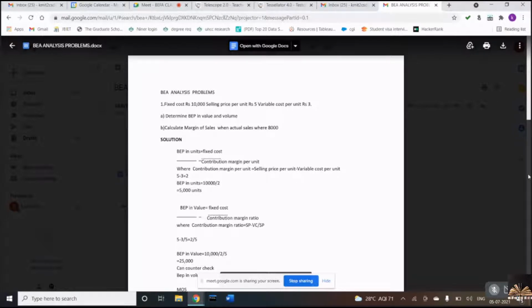So here you have to calculate first value and volume. So the formula first in the case of volume, what do you mean by volume? It would be in units. How many units if you sell, you will be in break-even is the formula. And here the formula is break-even point in units is equal to fixed cost divided by contribution margin per unit.